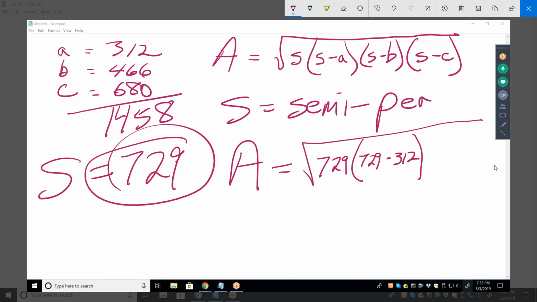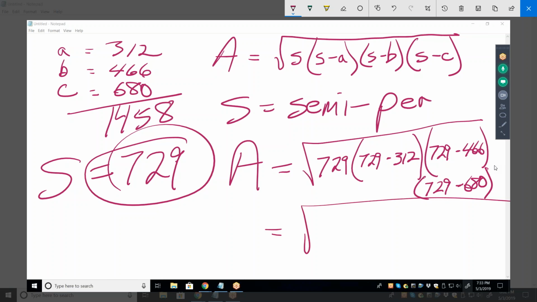That's s minus a. That's s minus b. And times s minus c. Okay? So it basically becomes 729 times that difference, times that difference, times that difference, and then the square root of all of that. Like I said, nice of them to give you such short numbers, huh? But that's what it is.